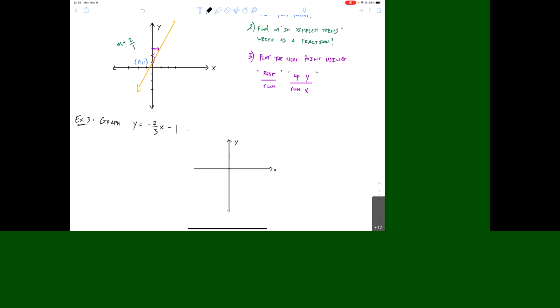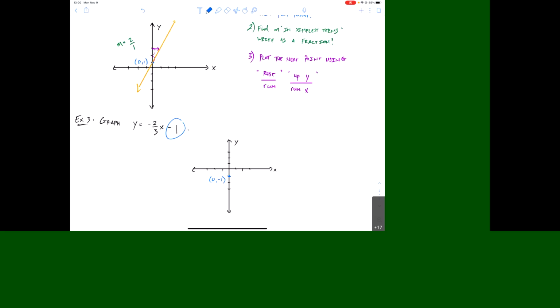Oh, that's a lot of noise outside. There's our graph. What do we do first, right? We got to plot the y-intercept. Again, that's (0, -1).